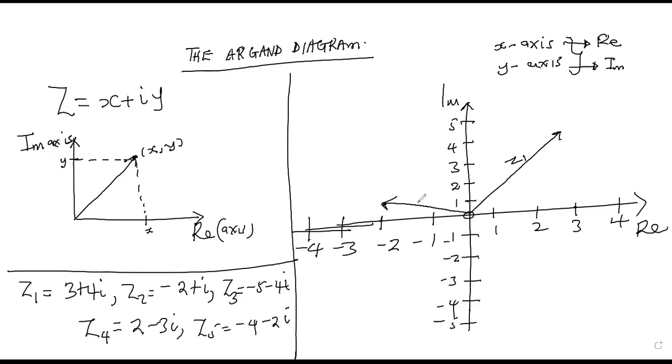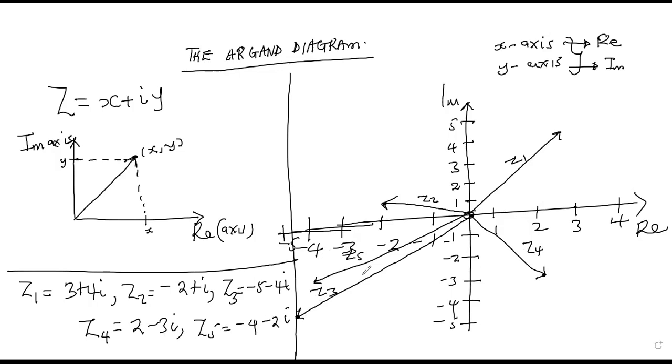It must be a straight line with a headed arrow. Z3 is negative 5 minus 4i. If this is my negative 5 minus 4i, we are coming this side, so you have it drawn as this. This is Z3. Then Z4 is 2 minus 3i: you have 2, then minus 3, so it is this, with a headed arrow. Then Z5, negative 4 minus 2i: we are here, so you draw that straight line, and this is your Z5.